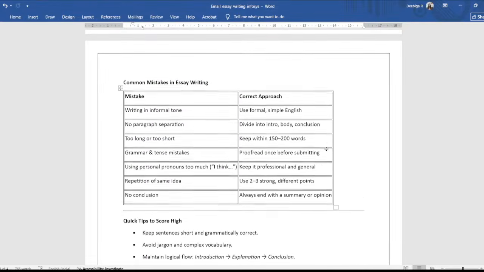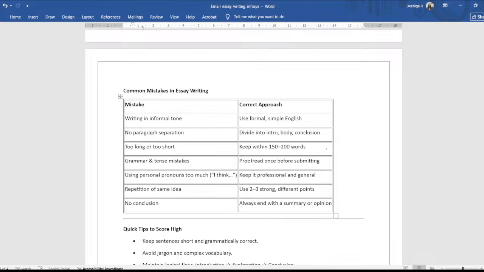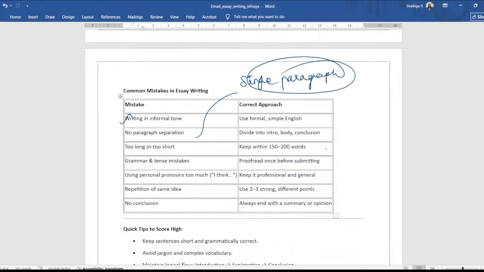Some common mistakes are writing in an informal tone and putting everything in a single paragraph. That is not correct. You have to have segregation: the intro in a separate paragraph, the body, if it is too large, separated into 2 to 3 paragraphs, and the conclusion in a separate paragraph. If it is too long, that is also wrong. If it is too short, that is also wrong. Keep it within the limit. If the limit is 300 words, try to write it in 300 words.